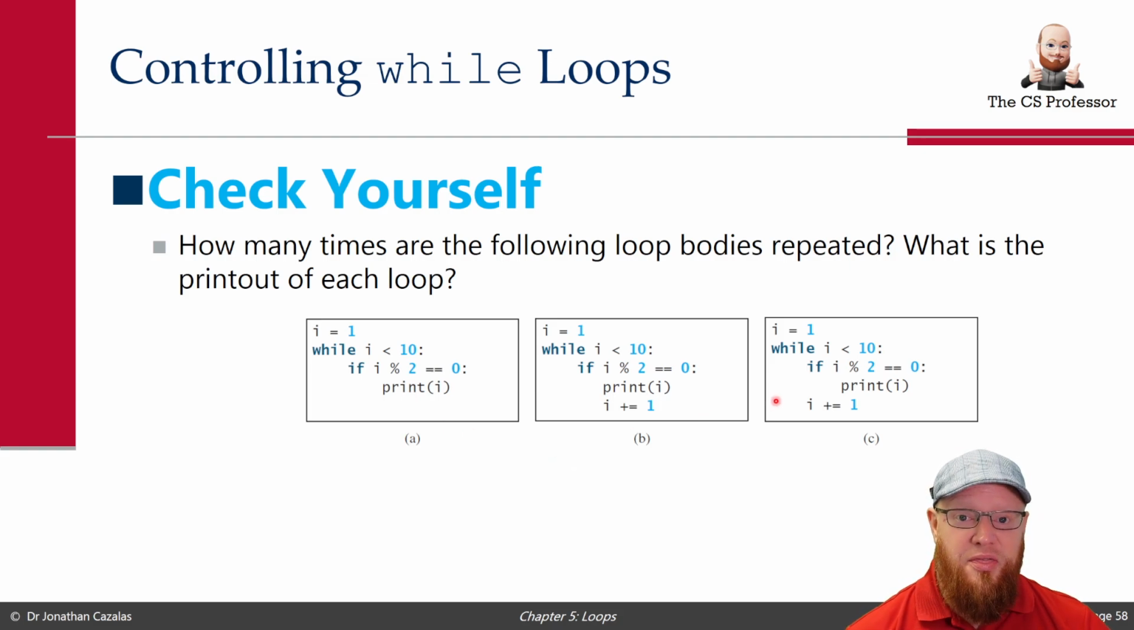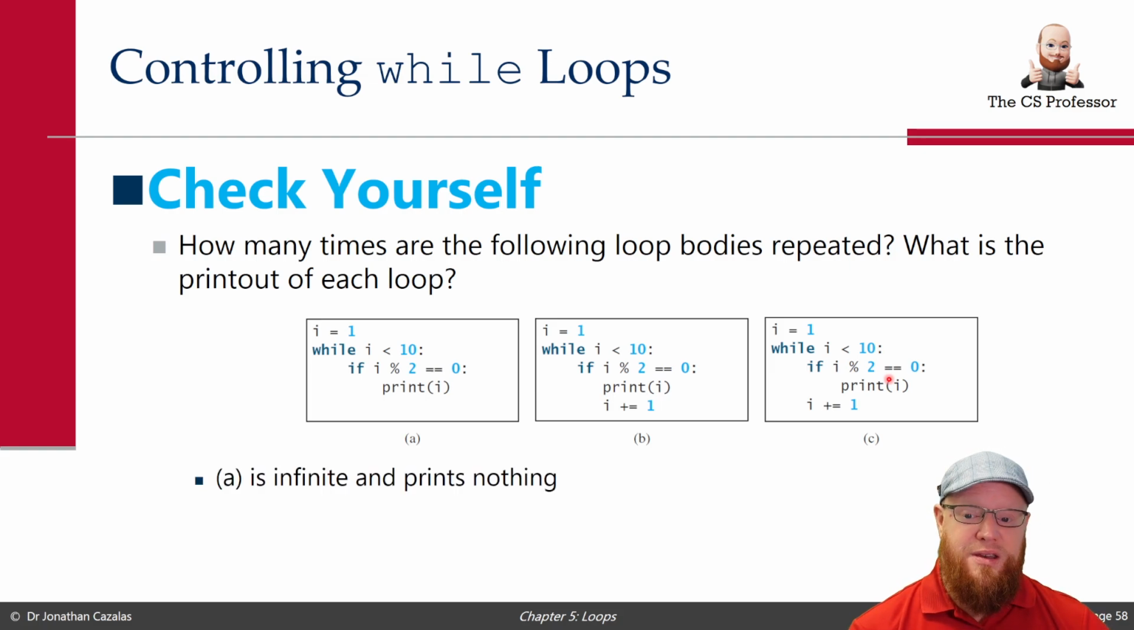The answer is that's going to execute an infinite number of times, and it's going to print nothing. Why infinite? Because we're not updating i. We will only stop looping and exit this loop once i is no longer less than 10. Well, i starts at 1. It's certainly less than 10. Do we ever update i? Nope. So this is an infinite loop. And what's more, we don't even print anything because i never changes, it's never even, and we therefore never print anything.